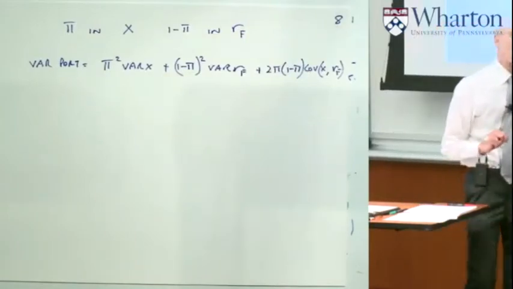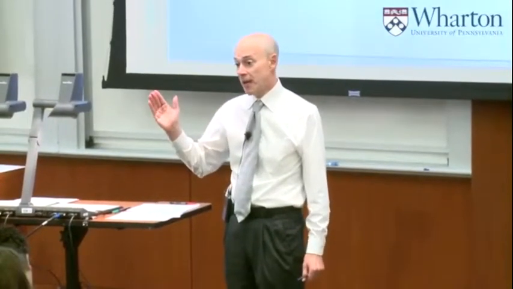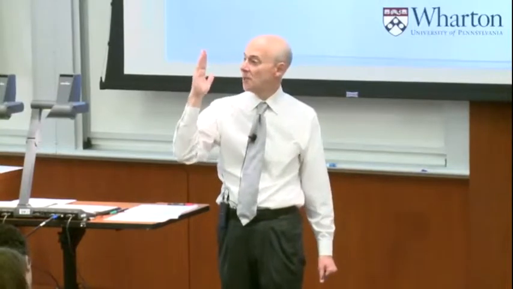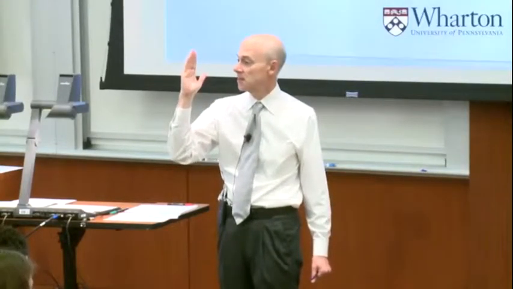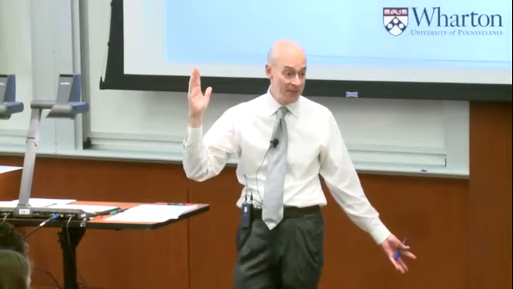What's the variance of RF? Well, it's E[RF minus E[RF]] squared. But if RF is constant, what do we know about it relative to its mean? It's the same. So what's the variance of the risk-free? 0. So this term drops out.